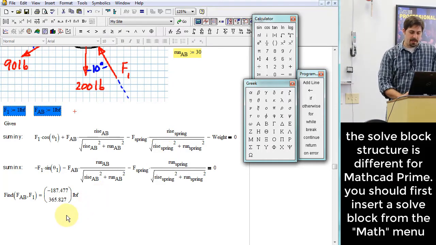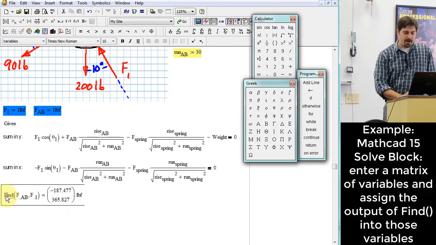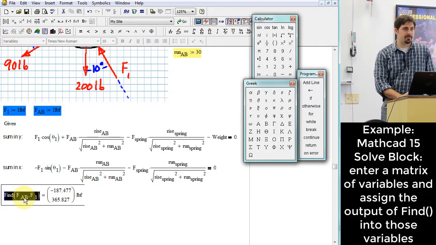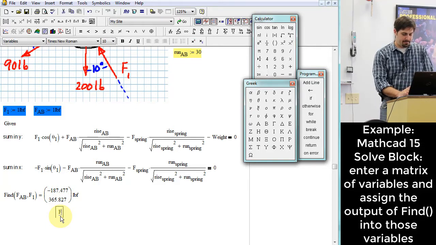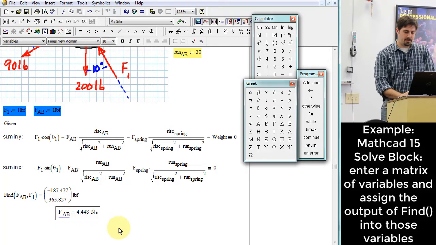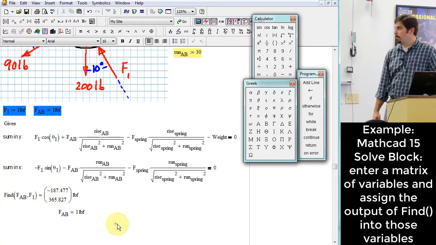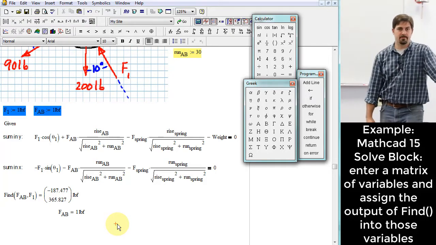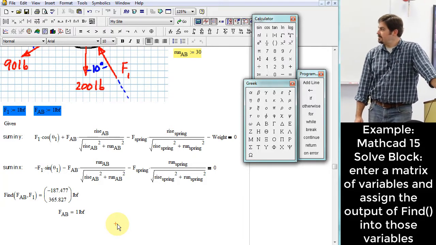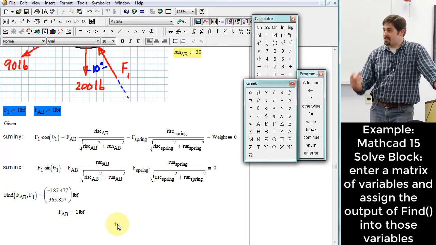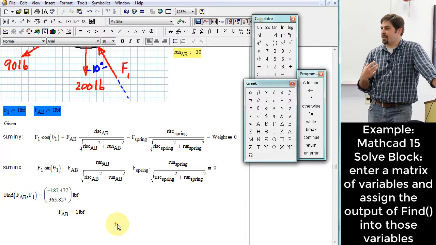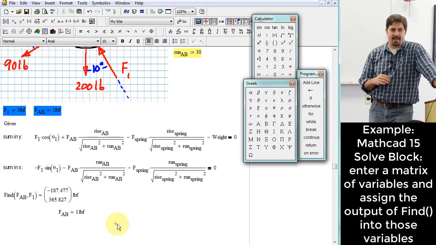All right, let me show you one other thing here. I don't usually use the find command exactly like this, okay? Let me show you the reason why. Watch what happens now if I type FAB equals. All right, and let me change that to pounds. Is that what you would have expected? Okay, good. I mean, you guys are on the right track. That is something that I wouldn't necessarily have expected when I was first starting to use Mathcad.